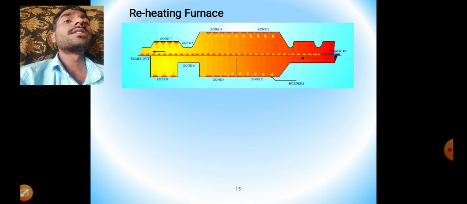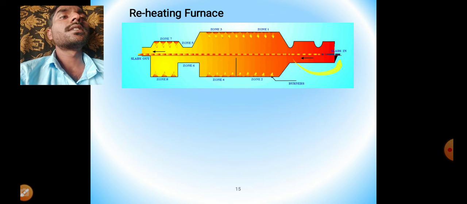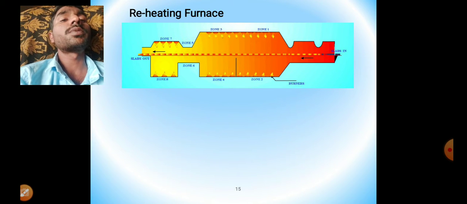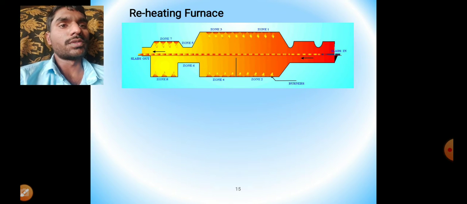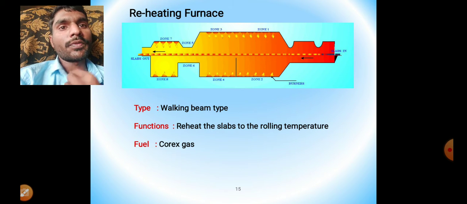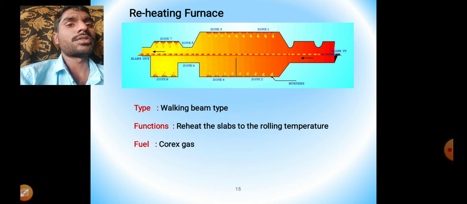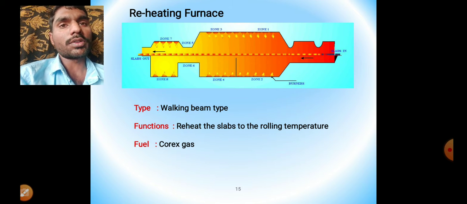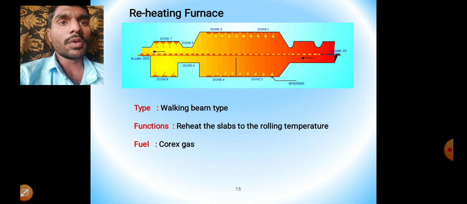Reheating furnace. This is the structure of the furnace. There will be 8 zones, and each one has top and bottom distribution, with 4 zones. The furnace type is the walking beam type furnace. Its function is to heat the slab to the rolling temperature. The fuel used is Quarex gas and mixed gas, in a 1:1.6 ratio.